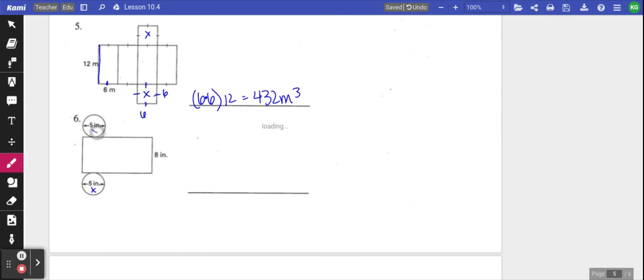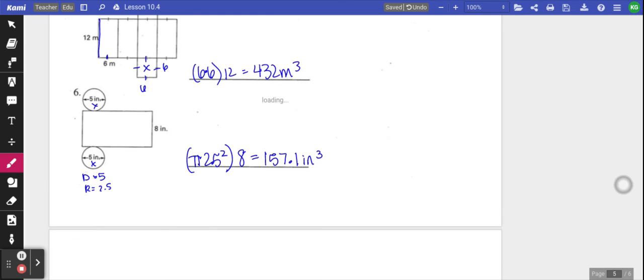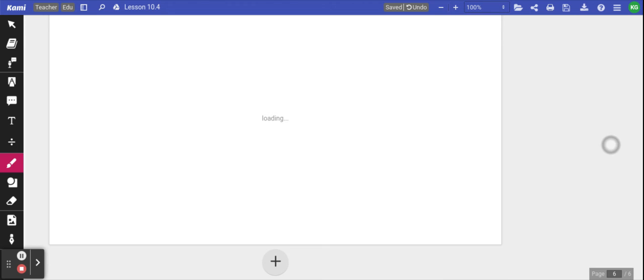This one is showing me that my bases are circles of diameter 5. So that means that my radius is 2.5. And my base area of a circle is pi times radius squared. And then the height of my prism is 8, which gives me 157.1 inches cubed.